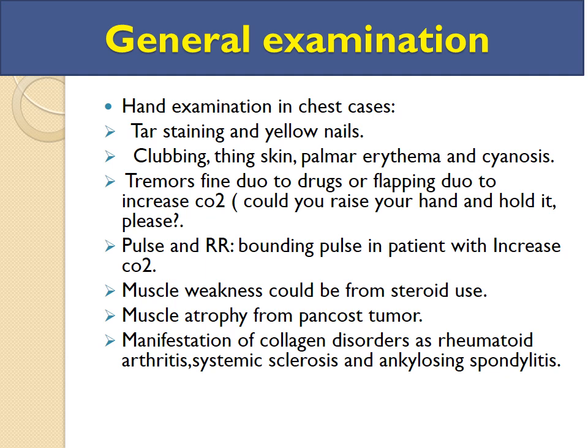Then look for palmar erythema. It is very important to look for palmar erythema. So in the hand of the patient, you look for clubbing, for skin, for any manifestation of rheumatological lung disease in the hand, and also you have to look for cyanosis and look for tremors. This tremor could be fine tremors, or the tremor could be flapping tremors.